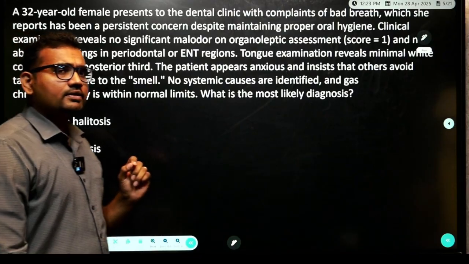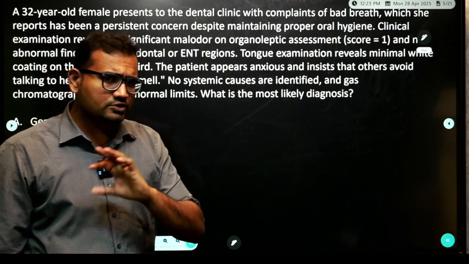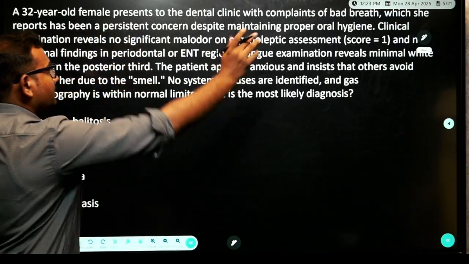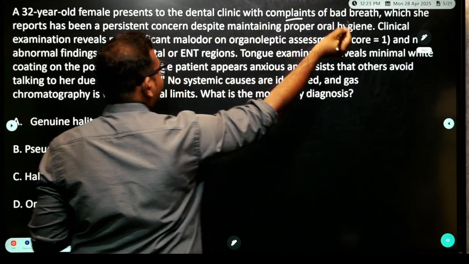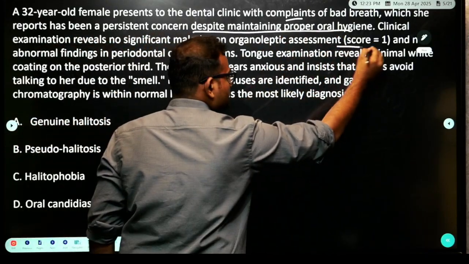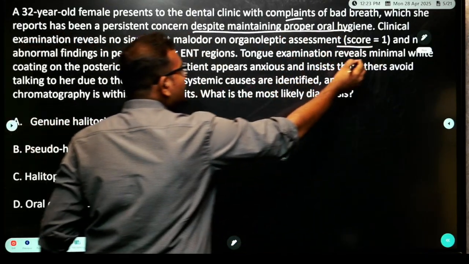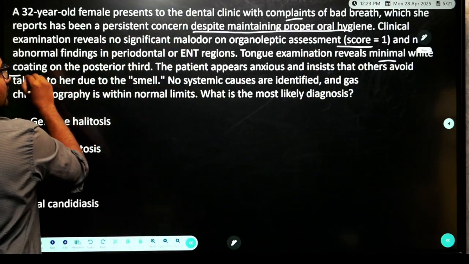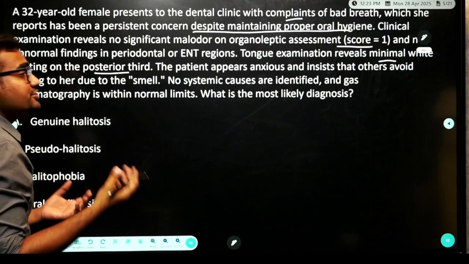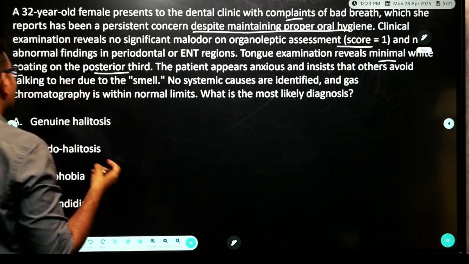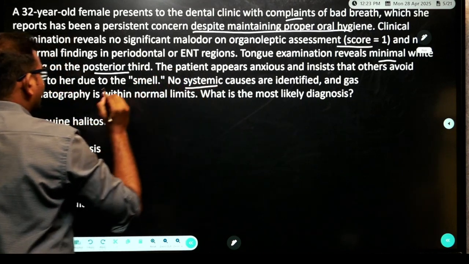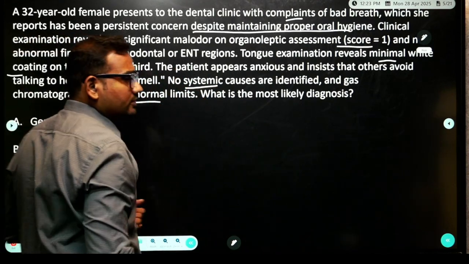This question is regarding halitosis. I'll not read out the complete question for you, I'll just read out the key aspects of it. The patient complains of bad breath despite maintaining proper oral hygiene, and the organoleptic score was 1. There was minimal white coating on the posterior tongue, and the patient appears anxious and insists that others avoid talking to her due to the smell. There is no systemic cause, and the other parameters are within normal limits.